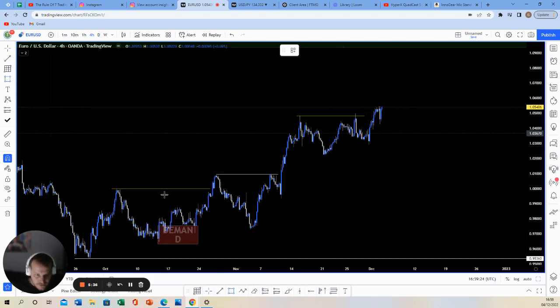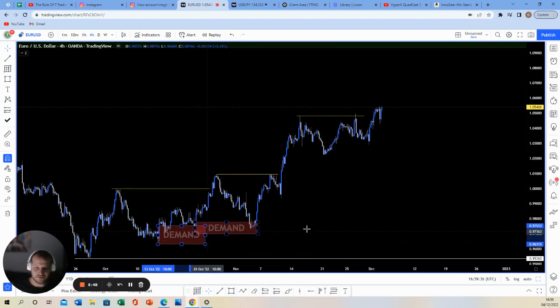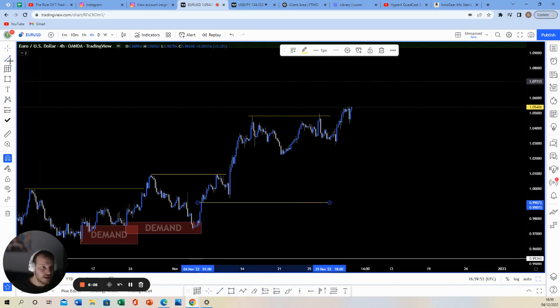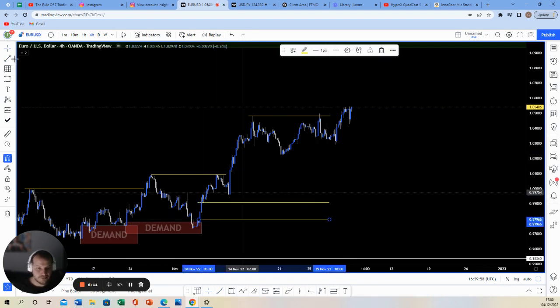So all these areas, these are all demand areas that are all getting mitigated, which means they're all getting the orders that are in there and they're flying away with them. And obviously the last break, we've got quite a bit of imbalance. So we've got imbalance, which means the wick hasn't penetrated this gap. It's just pure candle. So between there and here, that is imbalance.